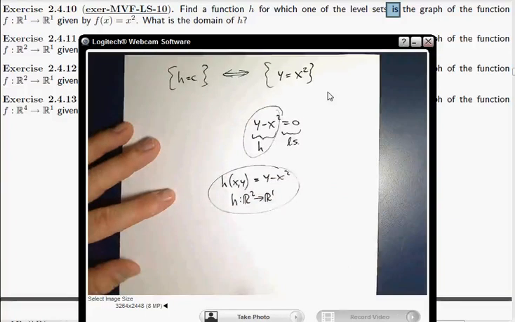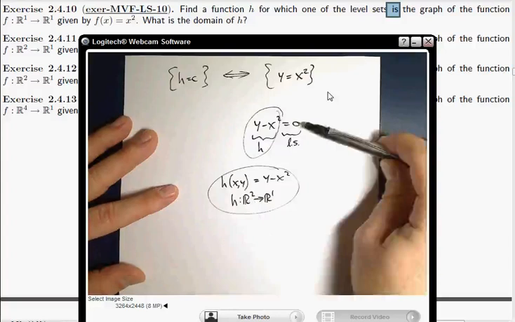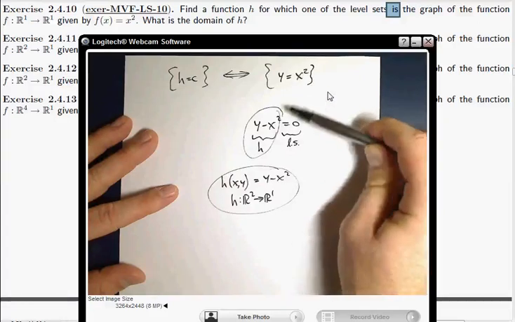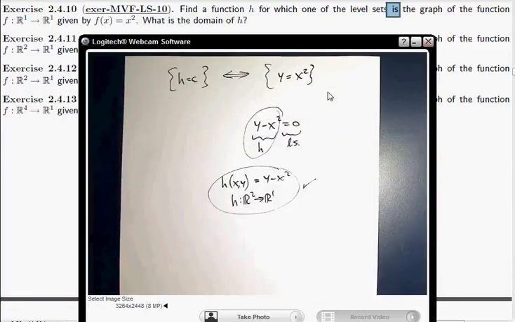All right, and I claim that the 0 level set of this function is described by that equation. The graph of f is described by that equation. And note these two equations are logically equivalent. So this is your function h. Does that make sense? Do you have any questions, or are you just digesting? Just digesting. Okay. Anybody have a question about this?